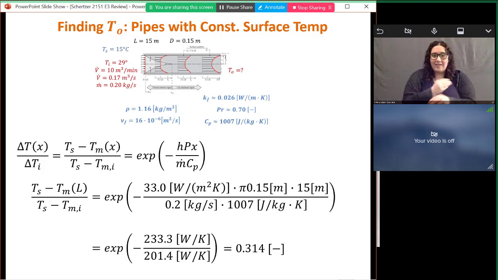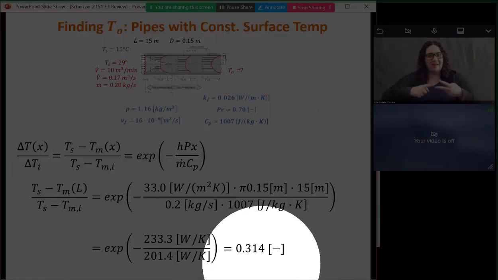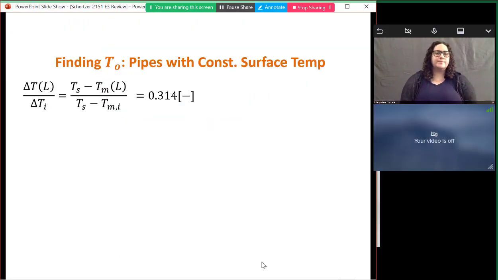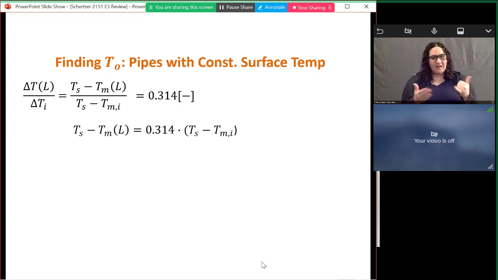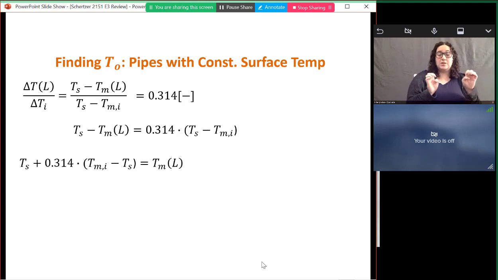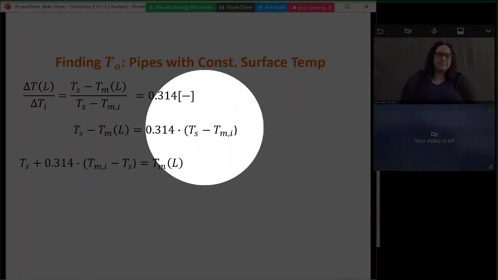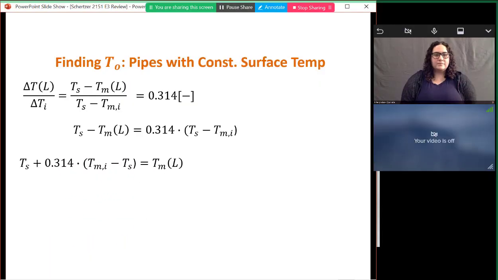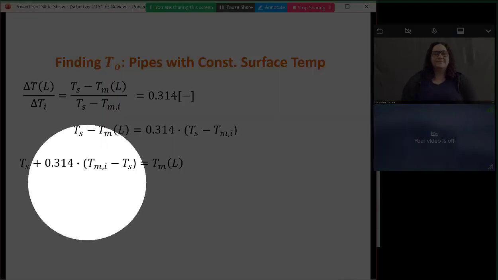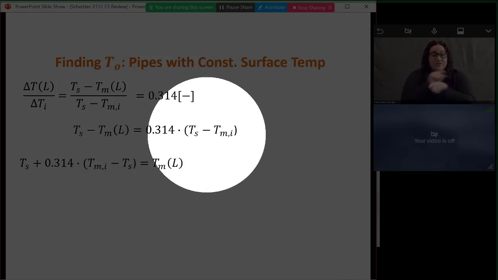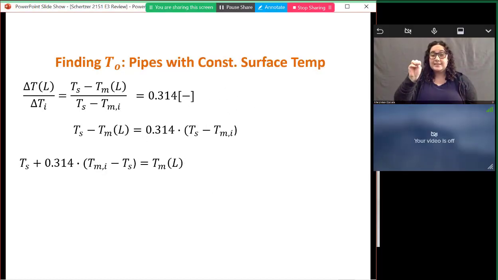So here now we have a ratio, this dimensionless temperature difference here. We have a value for that. So now I can isolate my temperature at the end of the pipe, T_m,L, right? So I moved this stuff around. Here I moved T_m,L to the right, and I moved this term over to the left. It's a little sneaky. When I did that, I changed the delta T. See how the delta T here is T_m,i minus T_s? And over here it was T_s minus T_m,i. I could have just moved it over and multiplied that whole term by -1. It's the same thing.